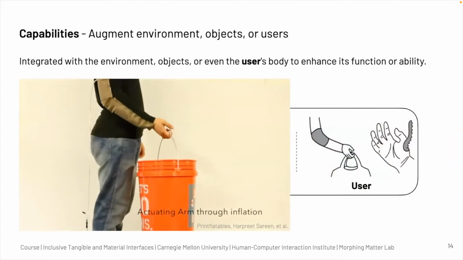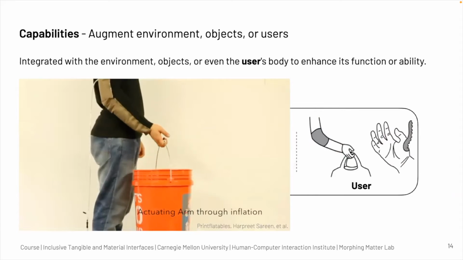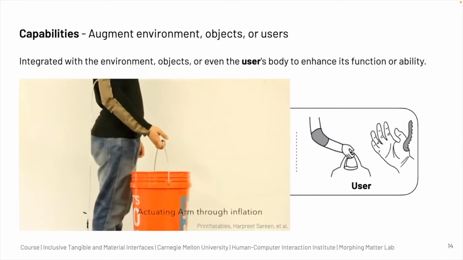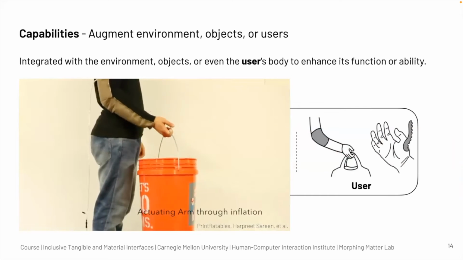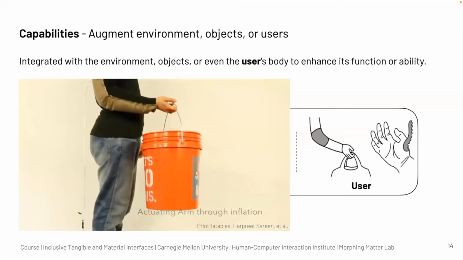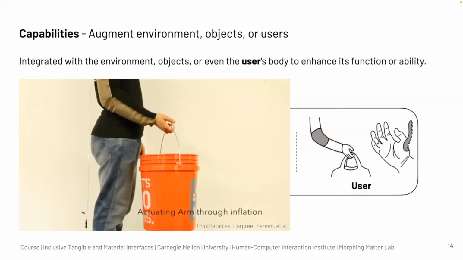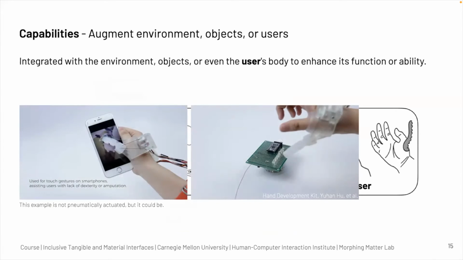And the last type is to augment the users. So it can be some sort of exoskeleton to help you lift very heavy stuff, or to assist in the rehabilitation of the wounded. Or it can be a prosthesis.